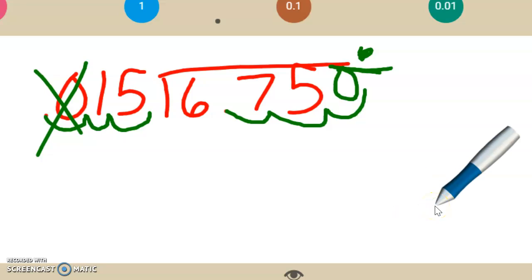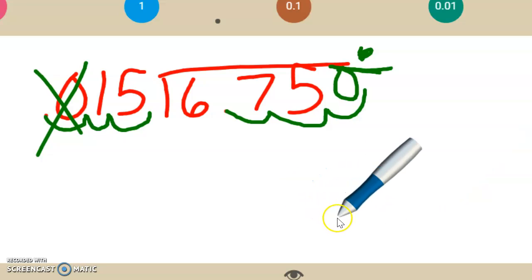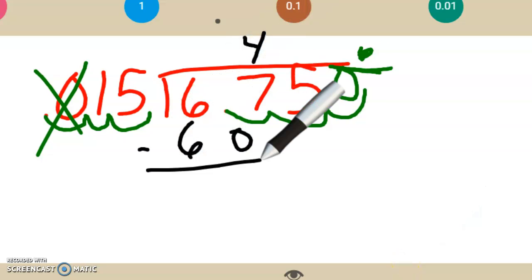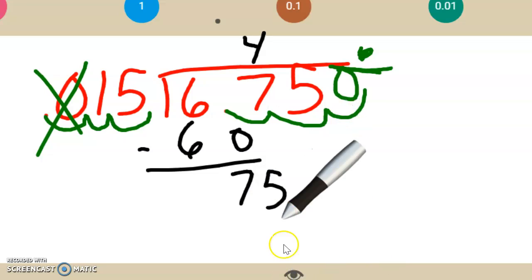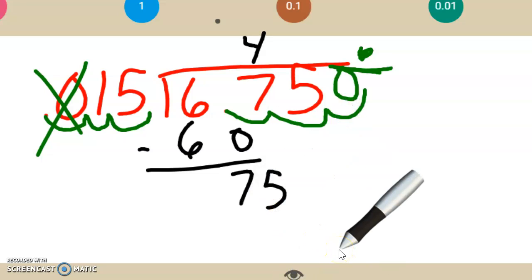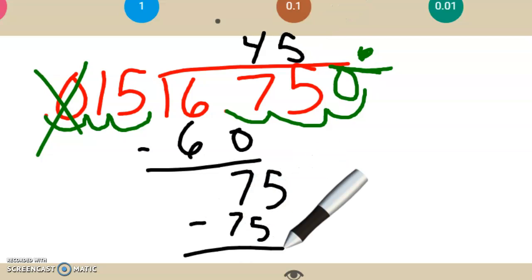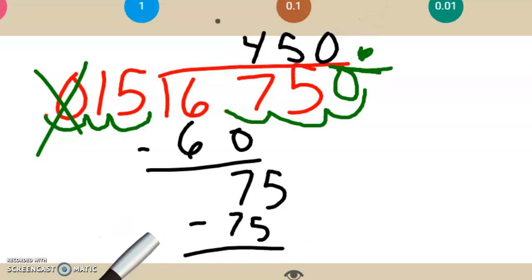So 15 goes into 60. It doesn't go into 6, but it does go into 60. So 15, anybody? 15 goes into 60 4 times. And we're left with 75. So if it goes in 4 times to make 60, one more 15 will give us 75. And then we just throw up our 0, and our answer is 450.